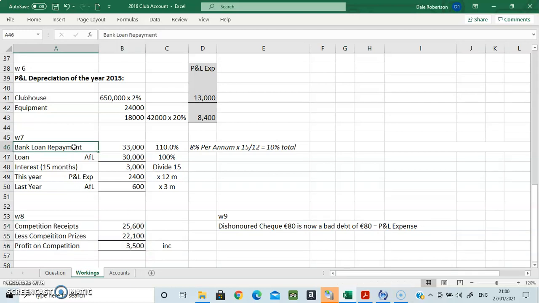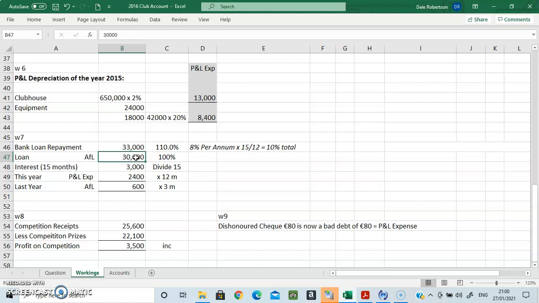Now the loan, let's have a little look at this. 33,000 is the repayment. We know that that is 110%. How do we know it's 110% of the loan? Well, we know that it is the loan plus the interest. The interest is 8% per annum, but for 1.25 years or 15 months. So what is 8% by 1.25, or by 15 over 12? That's actually 10%. And so therefore we know that this is 110. If you divide that by 110 and multiply it by 100, you'll find out how much the actual loan is.